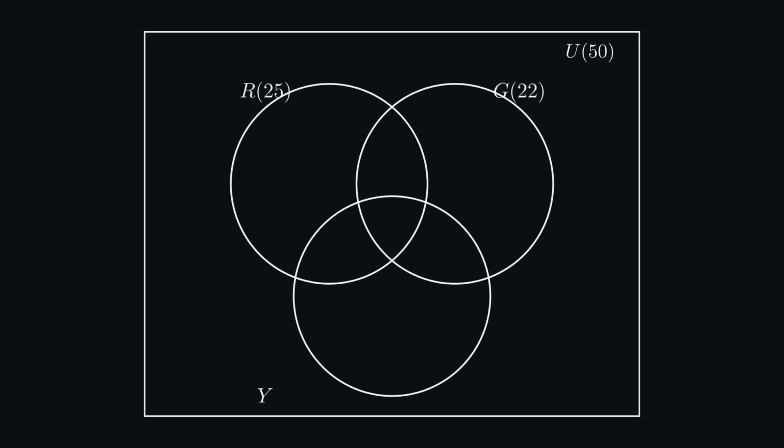For red and green, 12 liked it all together, and 5 are already in the middle, so red and green only is 7.